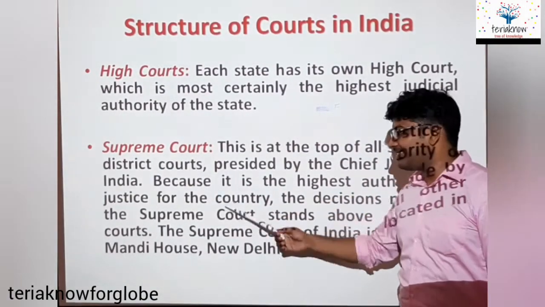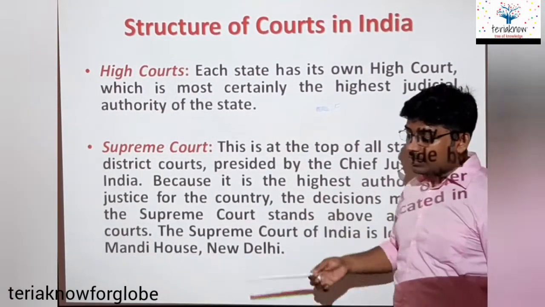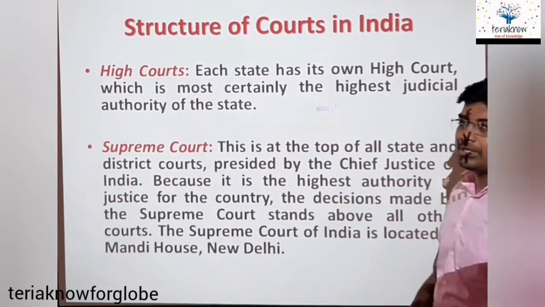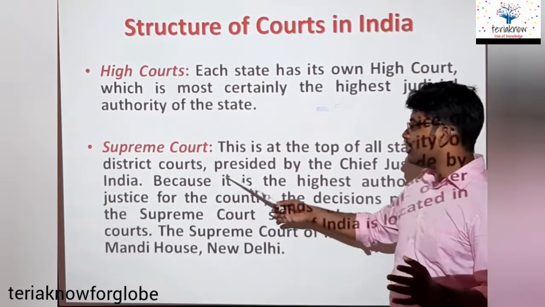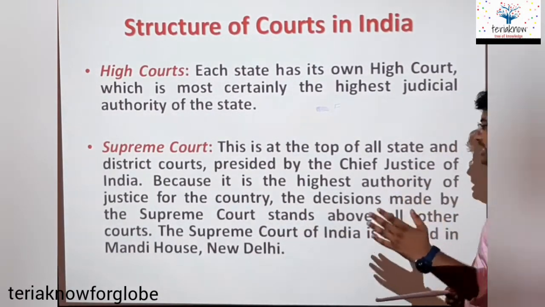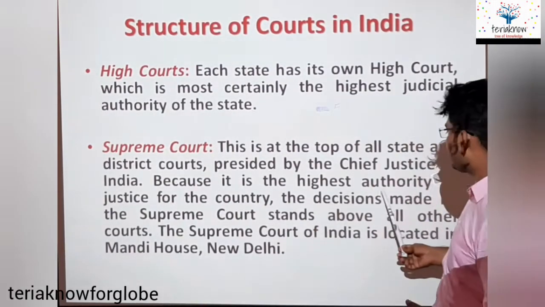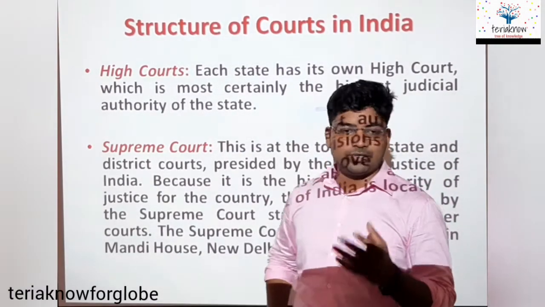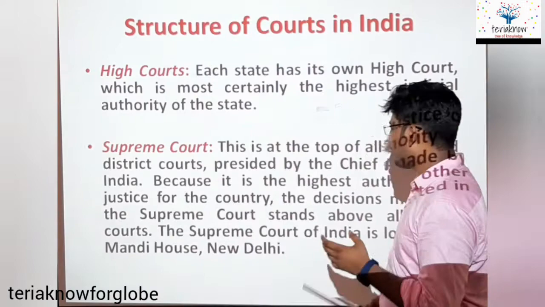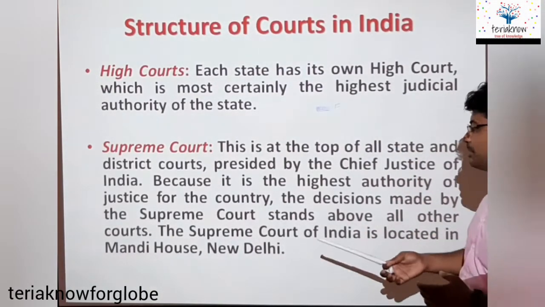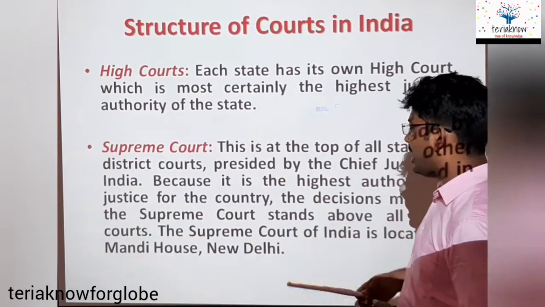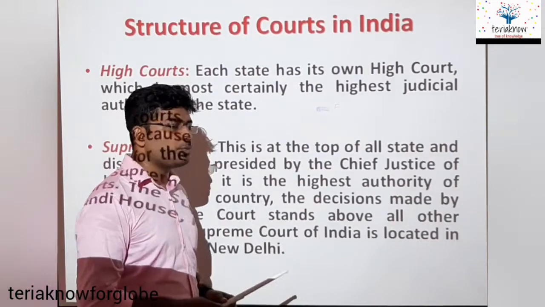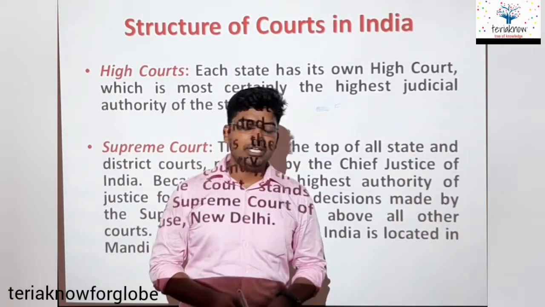Okay, so what this sentence is trying to tell you. So this is the top of all the state or district courts. इस सबसे ऊंचा होता है, already clear. Presided by the Chief Justice of India, CJI is there, because it is the highest authority of justice for the country. ये देश का सबसे बड़ा justice का authority है, which is there in Supreme Court. Okay, and the decision made by the Supreme Court stands above all other courts, and the Supreme Court of India is located in Mandi House, New Delhi. जो Supreme Court of India का वो कहाँ है? New Delhi, Mandi House में है.